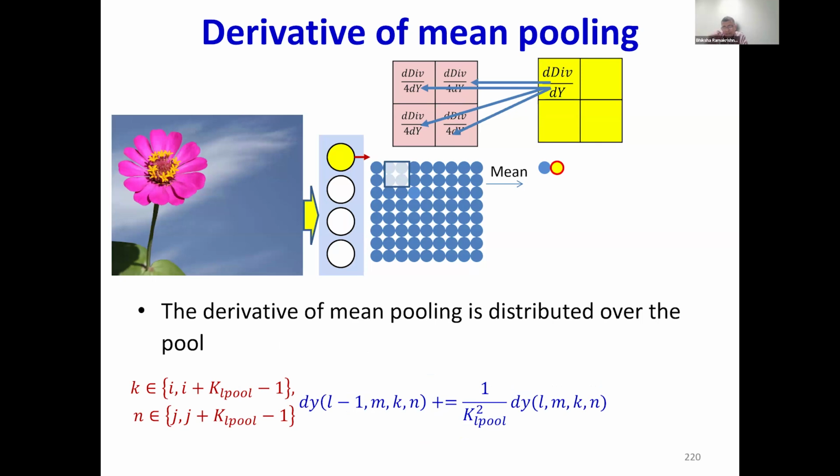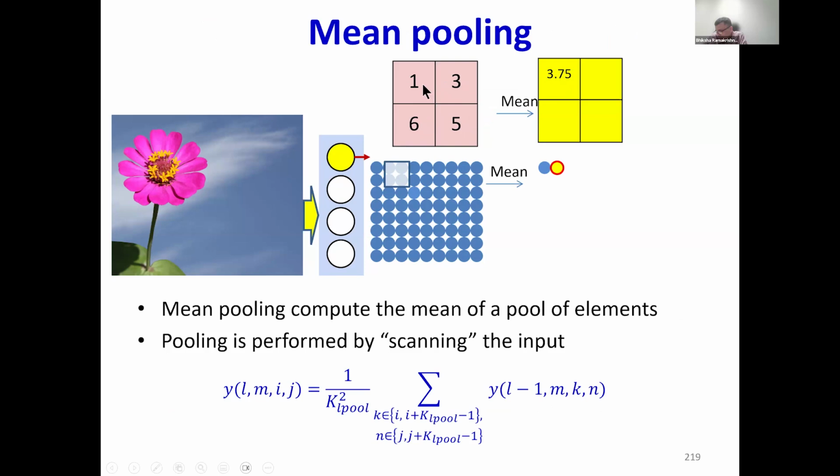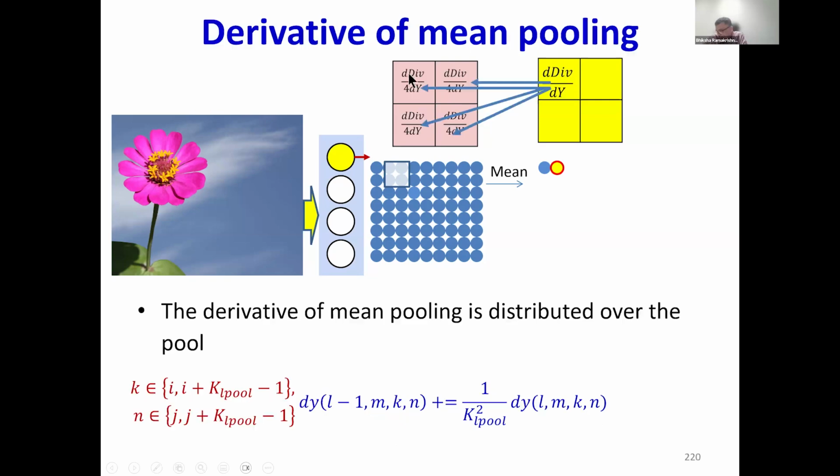Right. So why would the elements have different weights? Remember, when you're going forward, you just took the average of these guys. So this is going to be 1/4 plus 3/4 plus 6/4 plus 5/4 to give you 3.75. So when you're going backwards, this derivative times 1/4 comes here. This derivative times 1/4 comes here. This times 1/4 comes here. And this times 1/4 comes here. Did that clear that particular doubt?